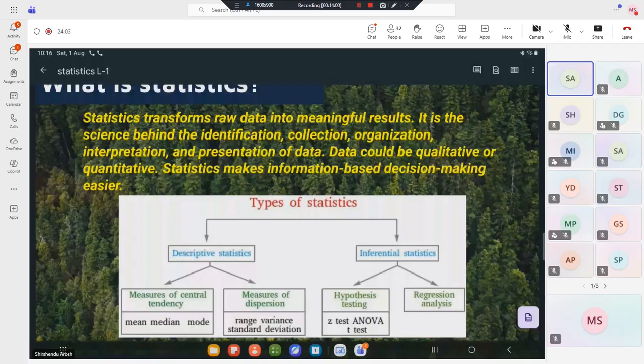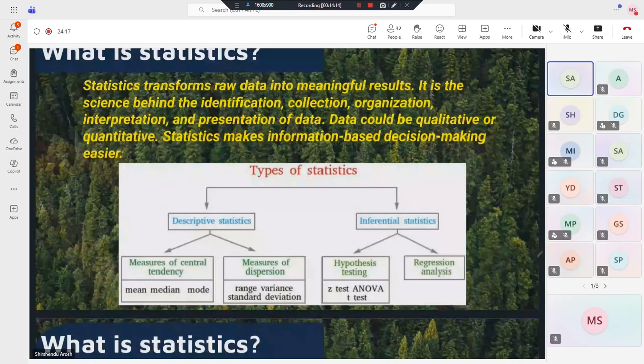Typically, there are two types of statistics: descriptive statistics and inferential statistics. Under descriptive statistics, there are two types: measures of central tendency and measures of dispersion. Measures of central tendency include mean, median, and mode. What these things are and the details about them, we will talk about after a few slides.